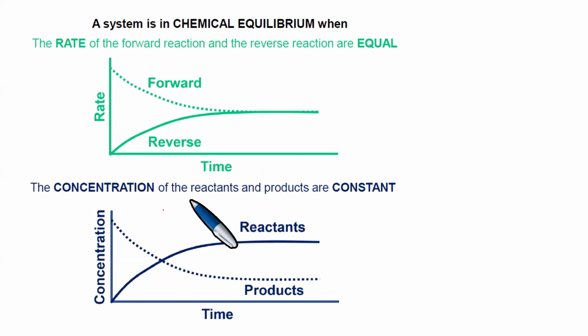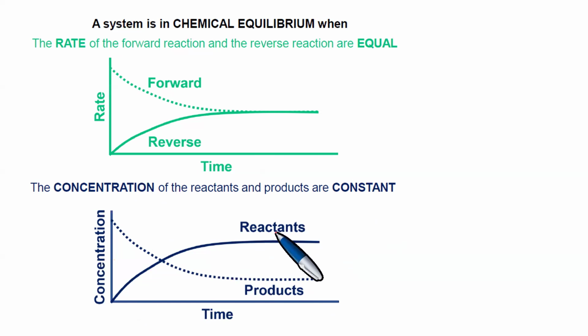Let us continue and analyze more concepts. The concentrations of the reactants and products are constant. So during chemical equilibrium, the concentration of the reactants and products are constant, with concentration on the vertical axis and time on the horizontal axis. The reactants and products will have constant concentrations.